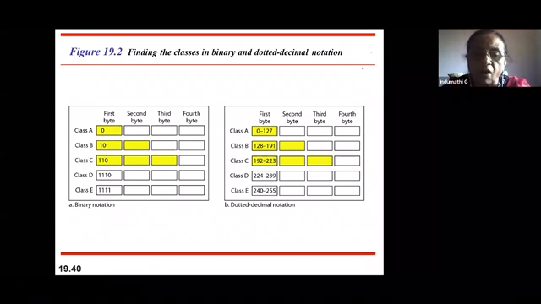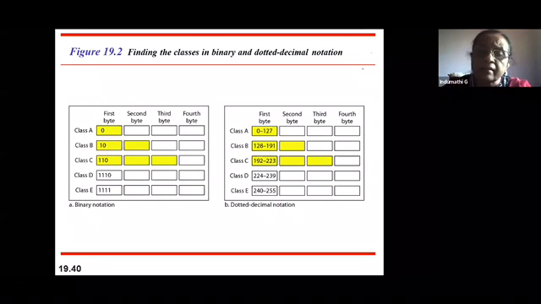The same thing in dotted decimal notation is based on the number ranges. Class A has from 0 to 127. Class B has from 128 to 191. Class C is from 192 to 223. Class D is 224 to 239. Class E is 240 to 255.